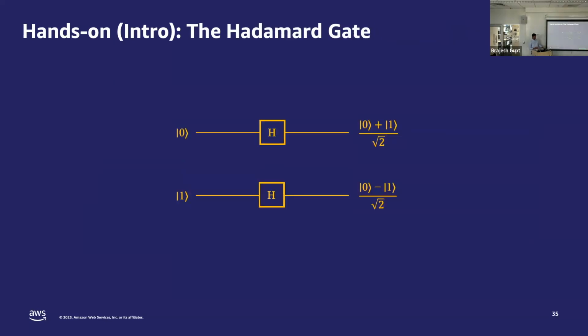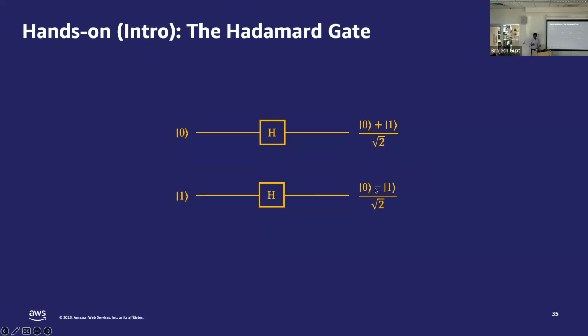Now there's a special gate called the Hadamard gate. What the Hadamard gate does is generate an equal superposition. If you start with the state 0, the application of the Hadamard gate takes it to the state 0 plus 1 over square root 2, right? But if you start with 1, it takes it to 0 minus 1 over square root 2. So these both are equal superposition states. However, there's a plus and minus sign difference. That's what the Hadamard gate does.